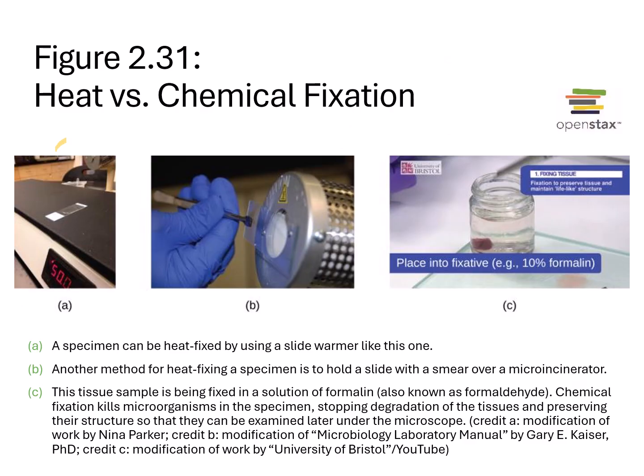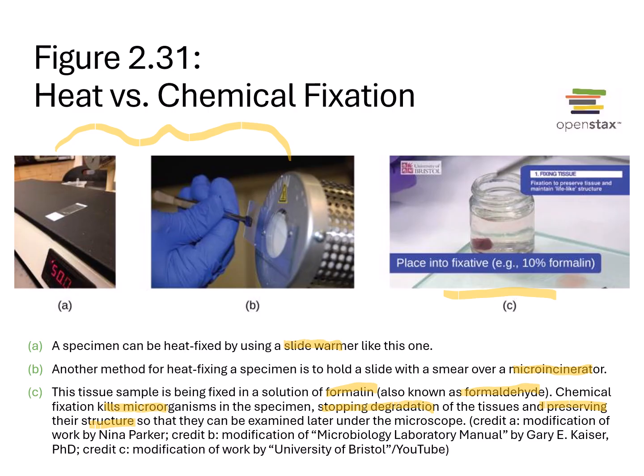Here we have two examples of heat fixation. The first one on the left is a slide warmer. Then we have a microincinerator in the middle. The last one on the right is chemical fixation. So it looks like they have a tissue sample in formaldehyde, also known as formalin, and this will kill the microbes, or in this case, the tissue sample, kill the cells. That stops the degradation, the breakdown of the tissues, and preserves their structure so you can look at them at a later time.